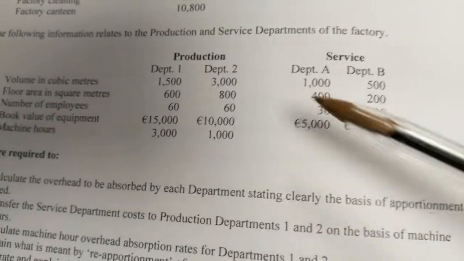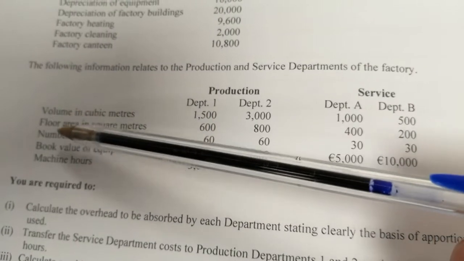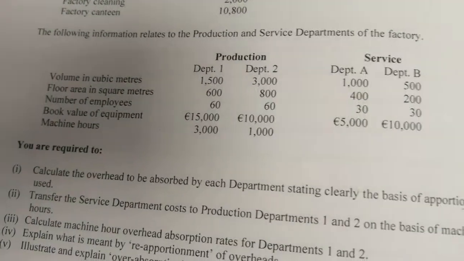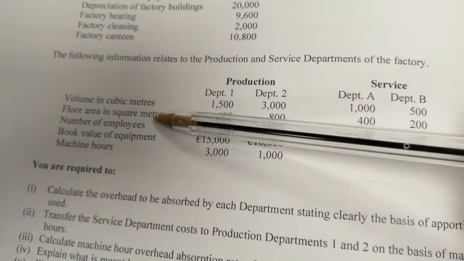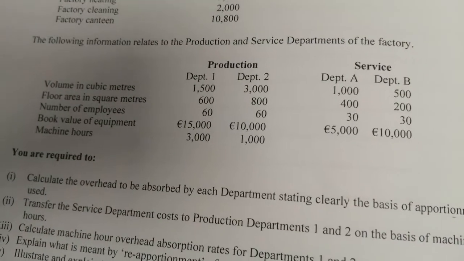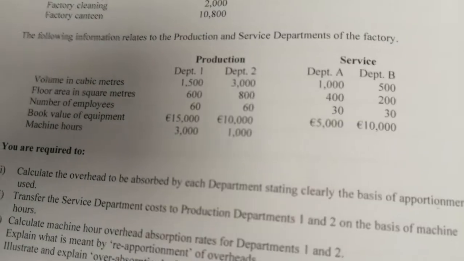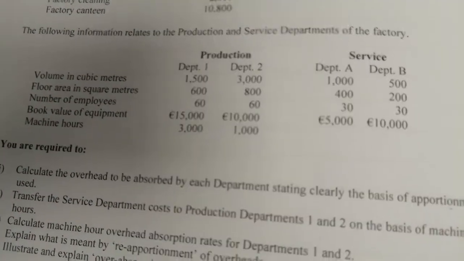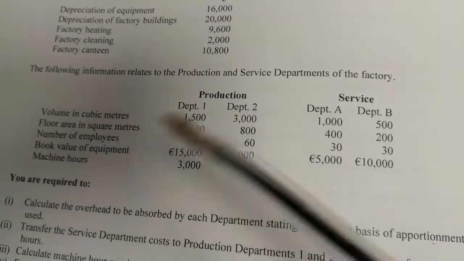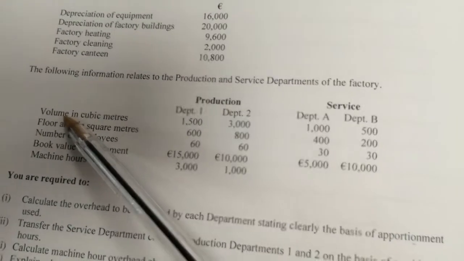Next one is heating. Again, if we look down through this, volume, floor area, number of employees, book value, machine hours, just looking at that you could certainly narrow it down to thinking it should definitely be volume or floor area. It has to do with the size of the space in the building that you're taking up, which should determine how much you're paying for the heating. Isn't that right? And when it comes to heating, we're not just heating the ground, as it were. We're heating a space, so we're thinking in 3 dimensions rather than 2. So we're going to use the volume that the production department takes up rather than the floor area.